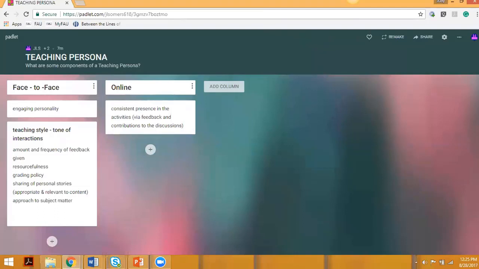Some professors like to take points off. Some professors like to award extra points. So there's a range of how stern you are in terms of how you present yourself. And then I think the amount and the frequency of feedback is really an important way to establish your teaching persona. Being creative in the way you actually deliver your feedback.